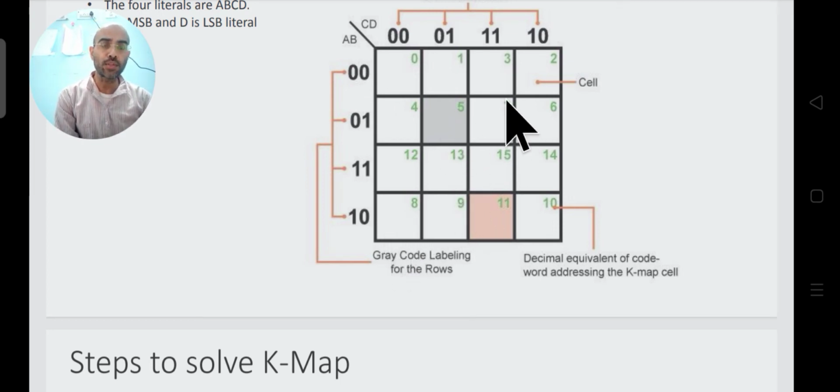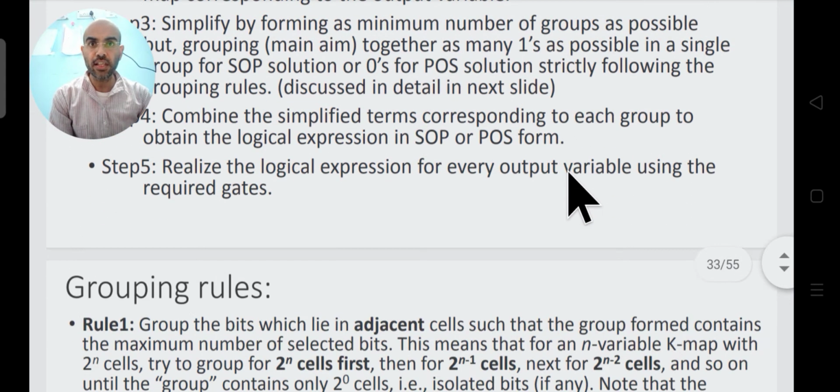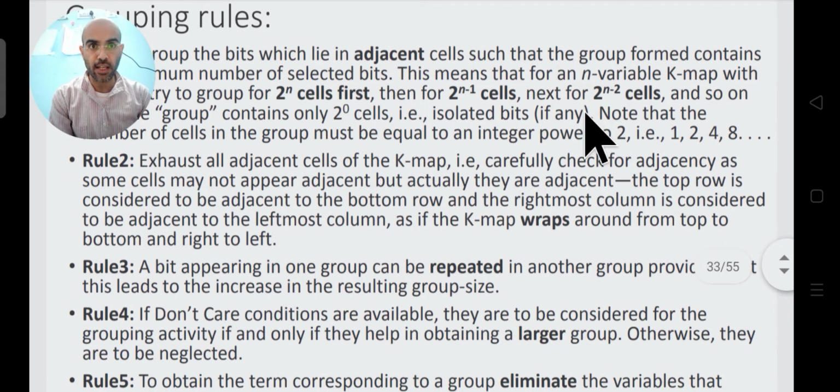So the simple rule is we should check for the adjacency. Wherever we are getting the adjacency, we can combine those two cells. But for simplicity, you can consider that we can wrap these cells. So you can fold it vertically as well as horizontally. That is also possible. After folding, whatever you get will be the adjacent cells. So the folding is allowed there.